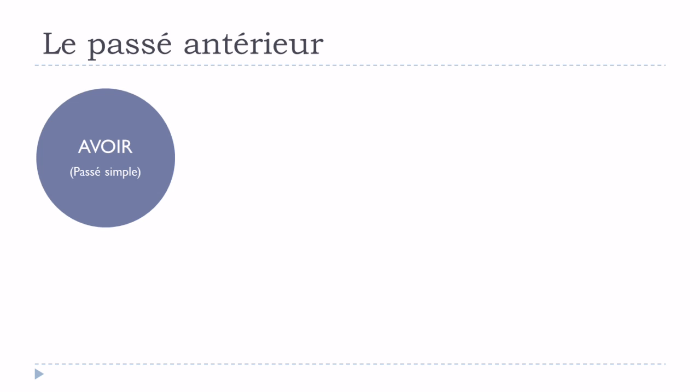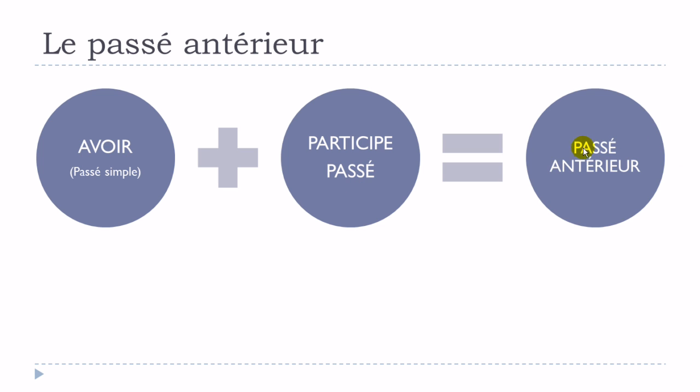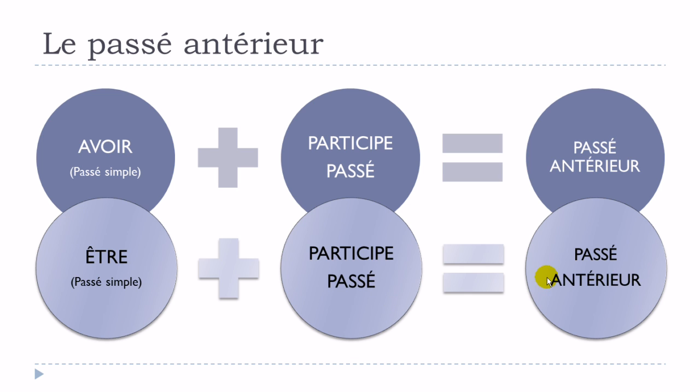Okay, so this is the concept and this is the way we will construct this passé antérieur form. First you get avoir, and it must be conjugated at the passé simple. Then you will put your participe passé, this past participle, and you will get le passé antérieur. Okay, in some cases, remember, we will use être. Same thing here, you get to conjugate être at the passé simple form. Then you will put le participe passé, and it will give you le passé antérieur.